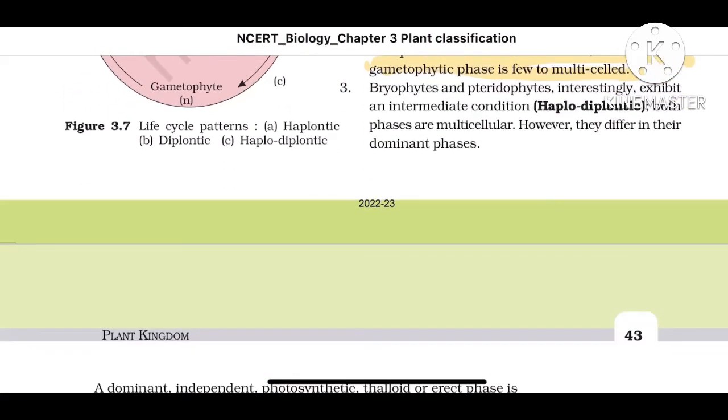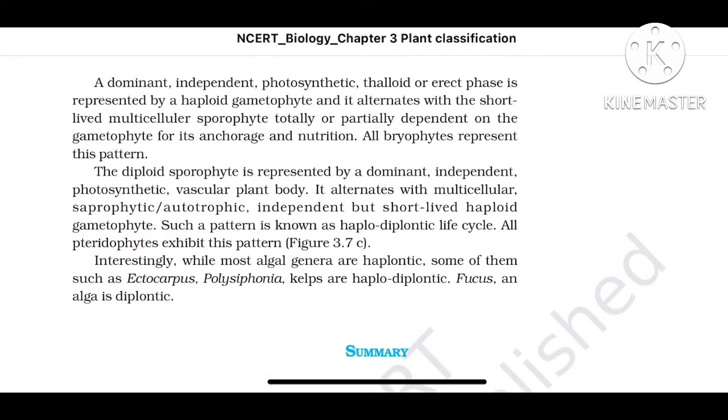3. Bryophytes and pteridophytes interestingly exhibit an intermediate condition, haplodiplontic. Both phases are multicellular, however, they differ in their dominant phases. A dominant independent photosynthetic thalloid or erect phase is represented by a haploid gametophyte and it alternates with the short-lived multicellular sporophyte totally or partially dependent on the gametophyte for its anchorage and nutrition. All bryophytes represent this pattern.